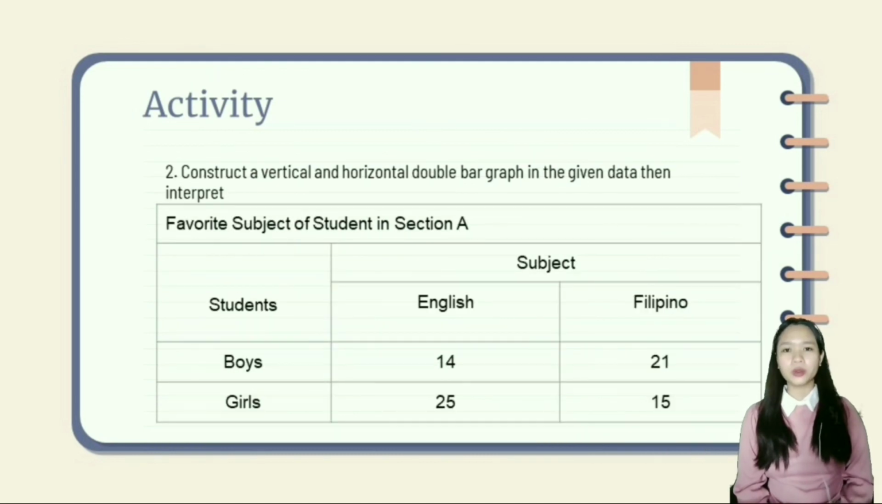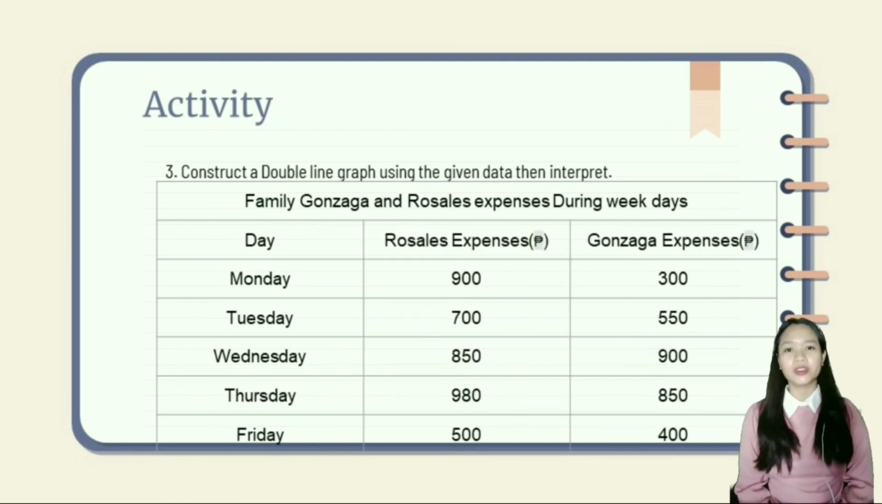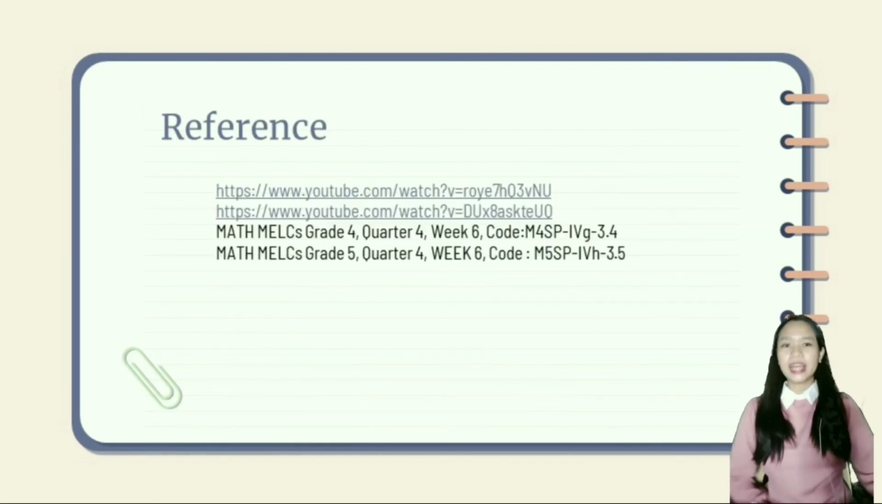For number 2, construct a vertical and horizontal bar graph using the given data in the table, then interpret. Number 3, construct a single line graph with the use of the given data, then interpret and answer the questions. For number 4, construct a line graph using the given data, then interpret.